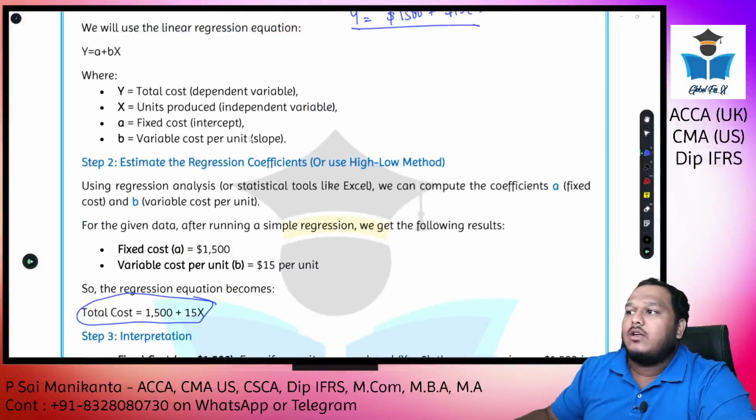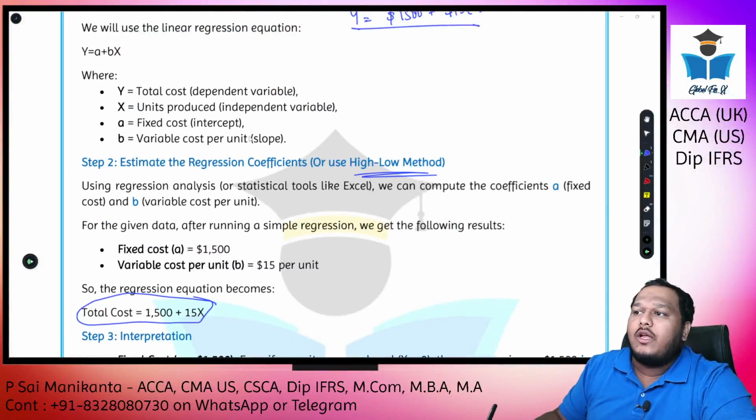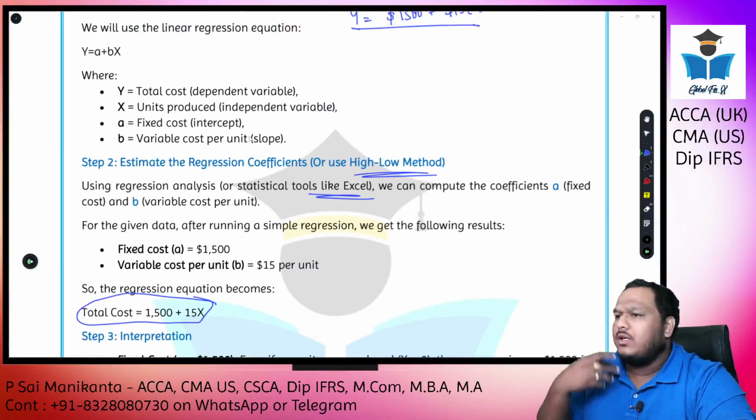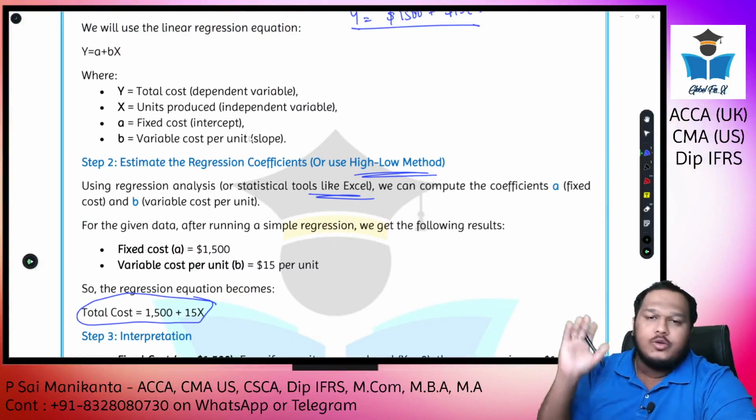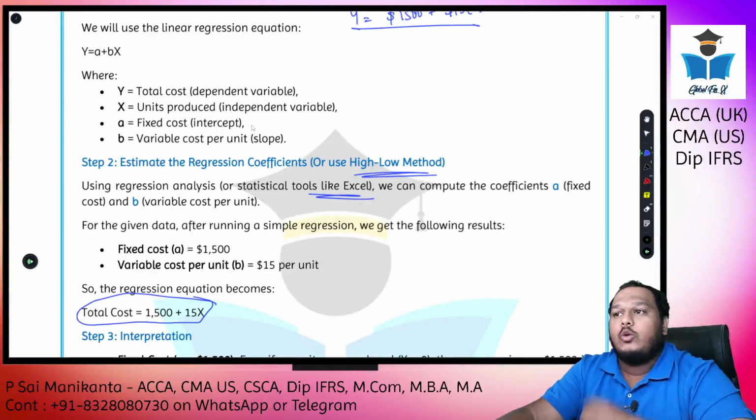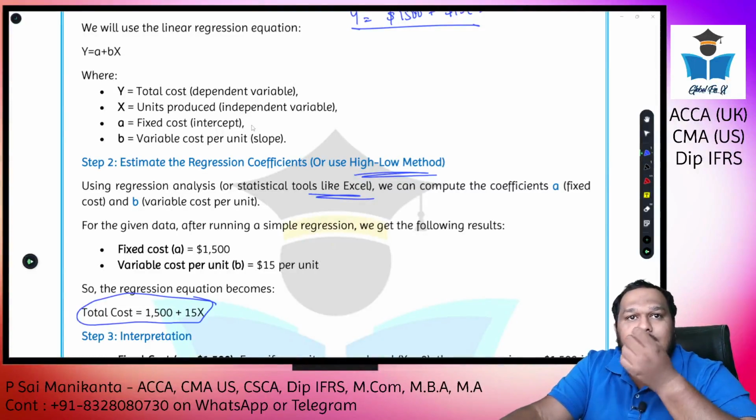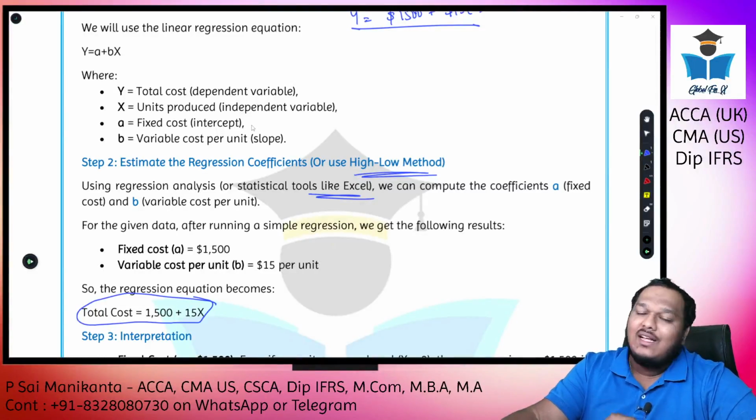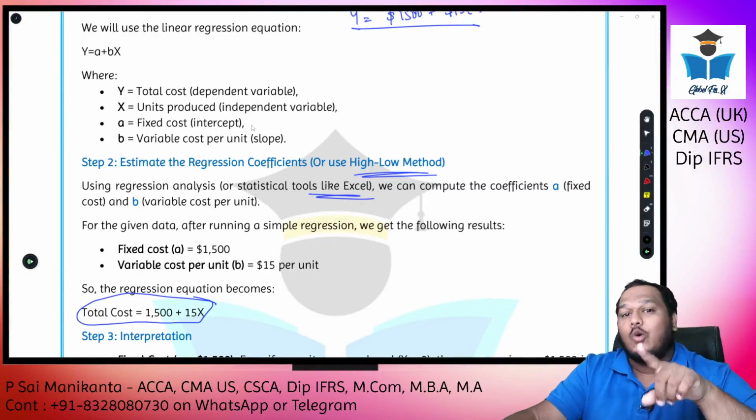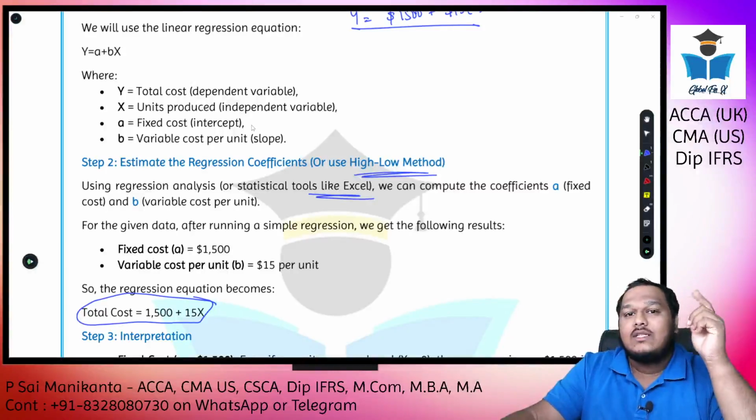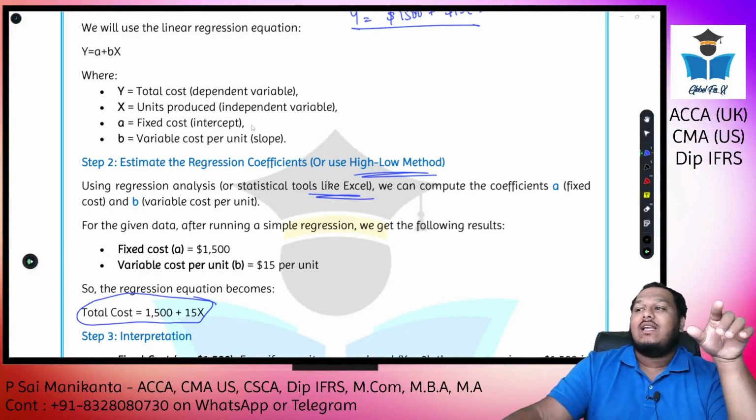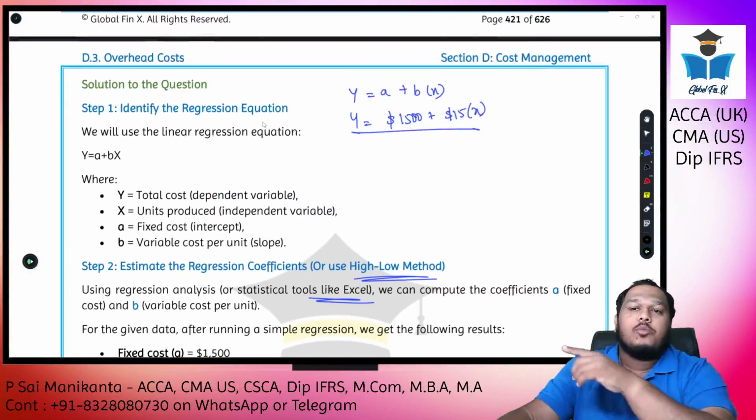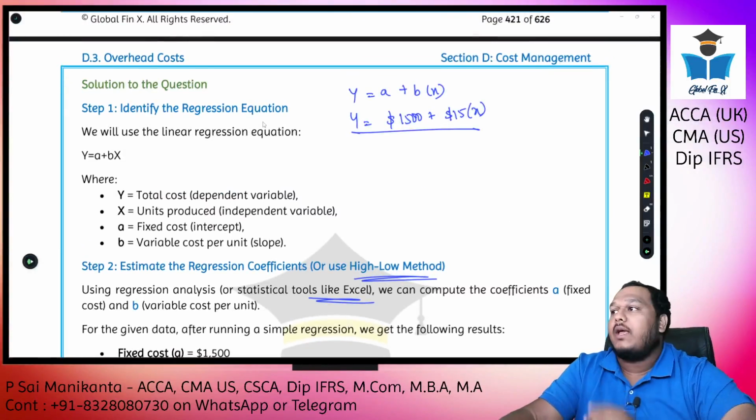Sir, you can either use the high-low method or you can use Excel spreadsheets and all to find this equation. That's not possible in the exam, so use the high-low method. That's why I told you, even though high-low is technically removed from the syllabus, it is still needed for this topic. That is why I taught you in D1. Without that you will not be able to do the regression. Okay, chalo.